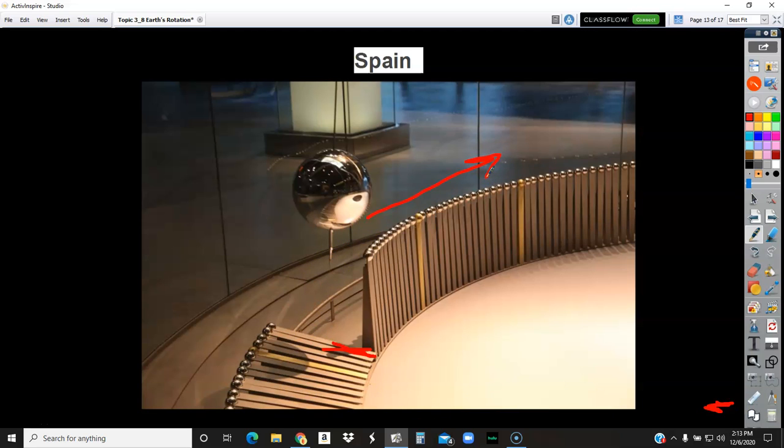Spain is in the northern hemisphere. So pendulums in the northern hemisphere appear to go in a clockwise direction. If you're in Australia, right, it would go the opposite way. The southern hemisphere would go counterclockwise. So anyway, it's going to knock this pendulum down next, and then the one over here, and then the next one. It's going to keep knocking these pegs down, I should say, one at a time.